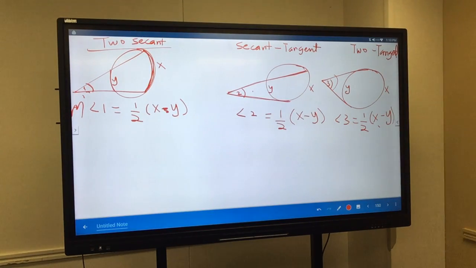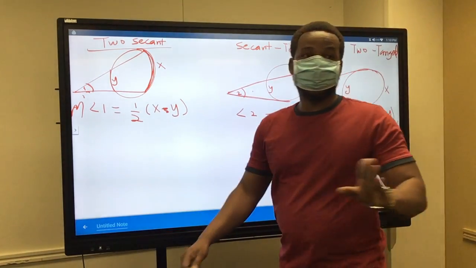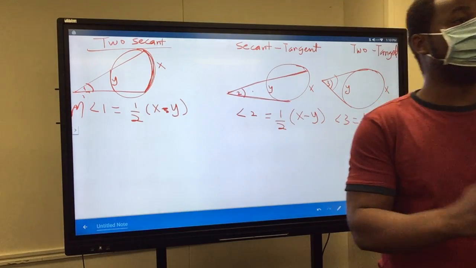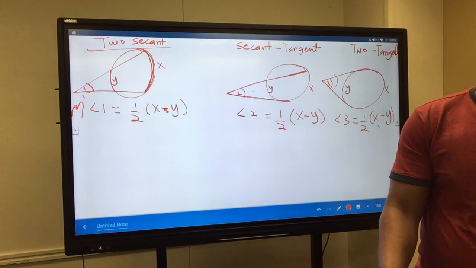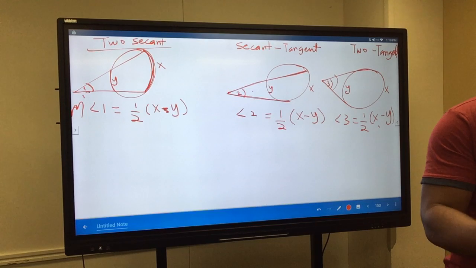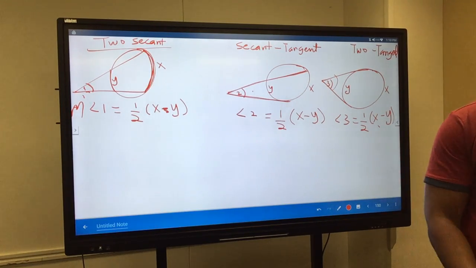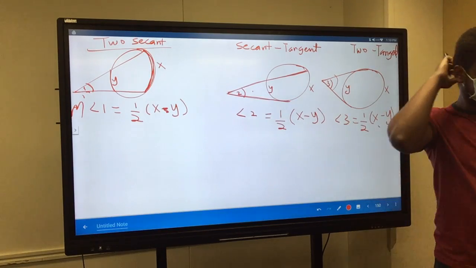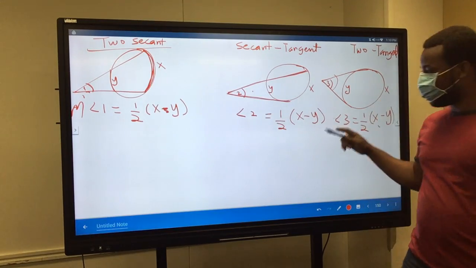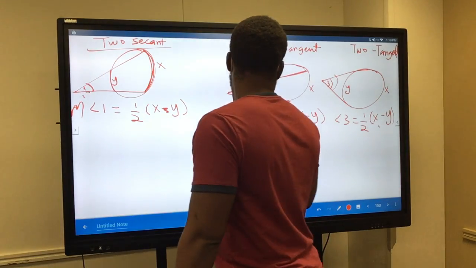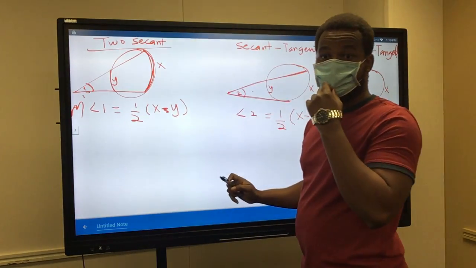Now, I want to remind you of something. When you are subtracting, never get a negative answer for an angle. An angle can never be negative. So, if they give you the 2 numbers, subtract the smaller one from the bigger one. So if you have 50 and 80, do 80 minus 50 divided by 2, not 50 minus 80. 80 minus 50 is 30, divided by 2, that's 15.